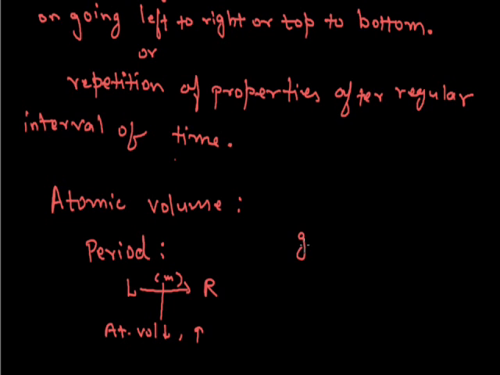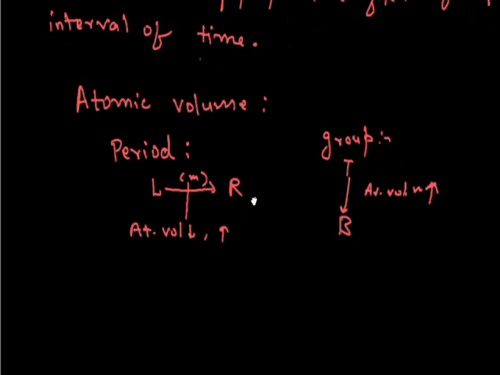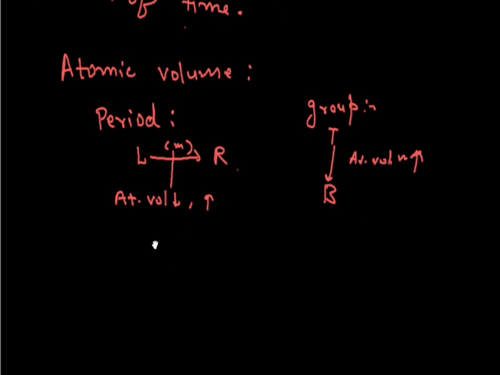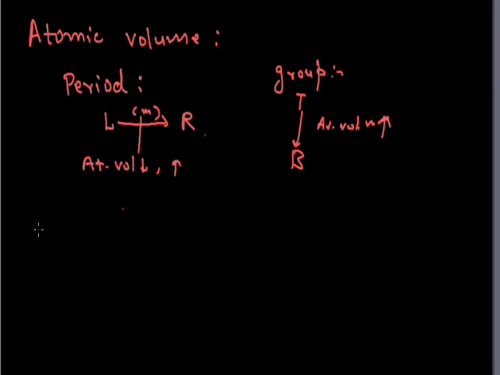While when we talk about atomic volume in a group, it increases continuously on going top to bottom. So we can say it has a regular trend in a group but does not have a regular trend in a period. Now why is atomic volume increasing continuously on going top to bottom in a group? It is because new shells are added from top to bottom, while in a period the electrons are added in the same shell.